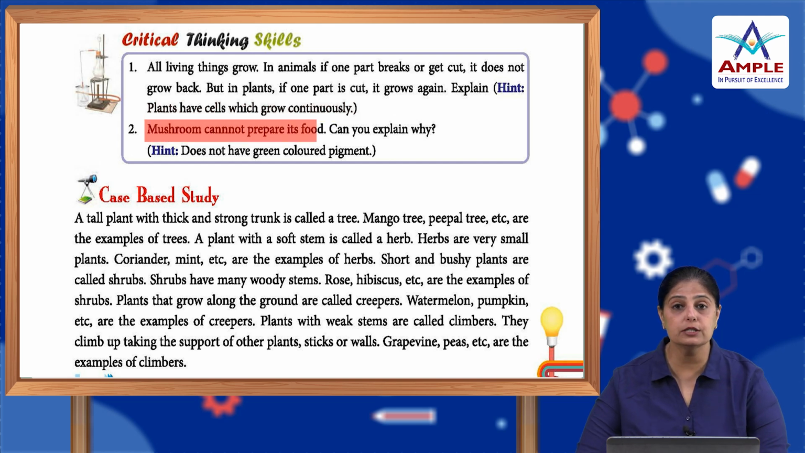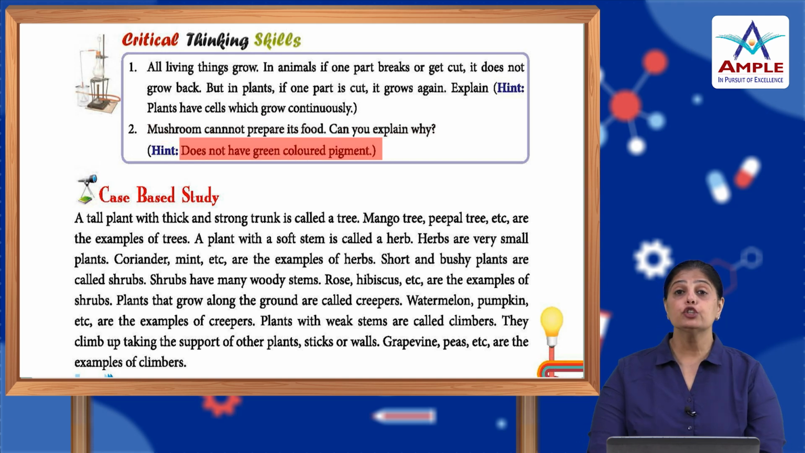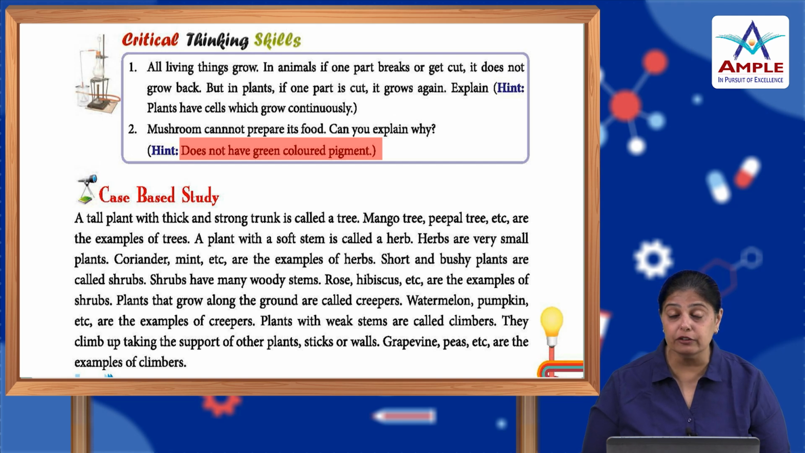Mushroom cannot prepare its food. Can you explain why? Okay, it does not have green colored pigment. In order to prepare food, a green colored pigment is required, which is known as chlorophyll. In mushrooms, this is not present, and that is the reason why it cannot prepare its own food.